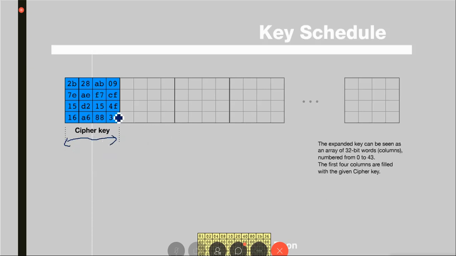Okay, so you had 4 columns for the first key. Round 0, the initial round, uses this key. For round 1 you need to make a round key to use. For round 2 you need a round key, for round 3 a round key, and all the way up to round 10 you have to generate a round key, right?